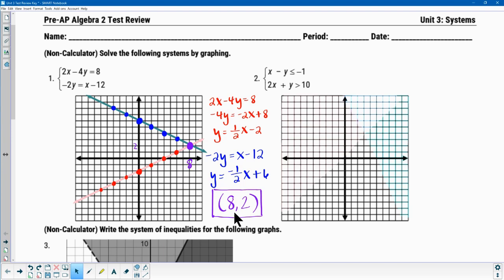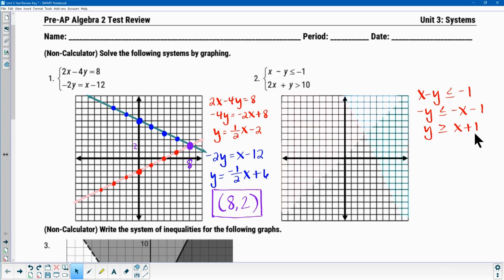Now, when you are doing an inequality, you're going to follow similar steps. You want to get y isolated on the left by itself. So I'm going to first go ahead and take care of that. I subtract x from both sides, and then I divide by -1. Remember, when you divide by a negative number, you have to flip your inequality. So now it's y is greater than or equal to x plus 1.